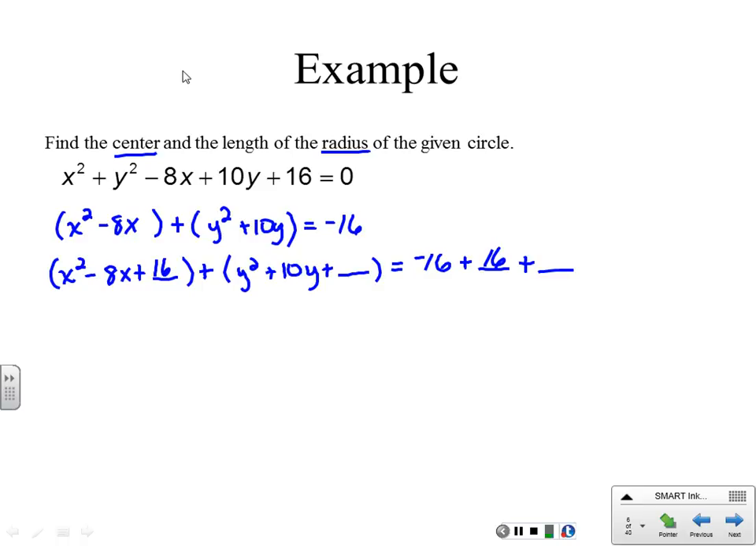So what goes in the blank with the y grouping? Very good. 25. Half of 10 is 5, and 5 squared is 25.